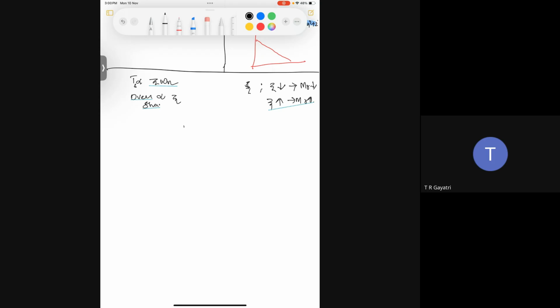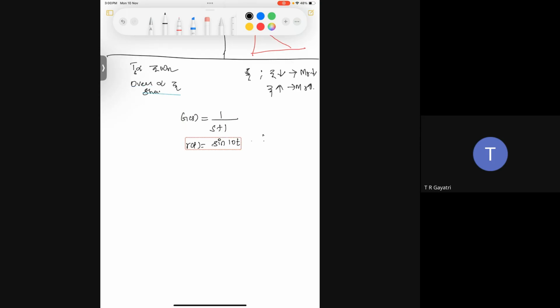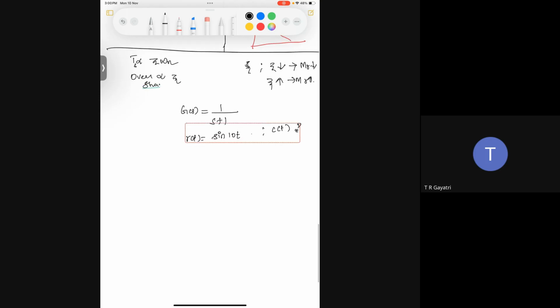Okay, we'll solve one basic problem on how to do this. G of s is 1 over s plus 1, and my input is R of t equal to sine of 10t. Find the C of t. How do you usually do this for this system? Can we try using Laplace first? For Laplace, I'm taking a unit step, U of t.